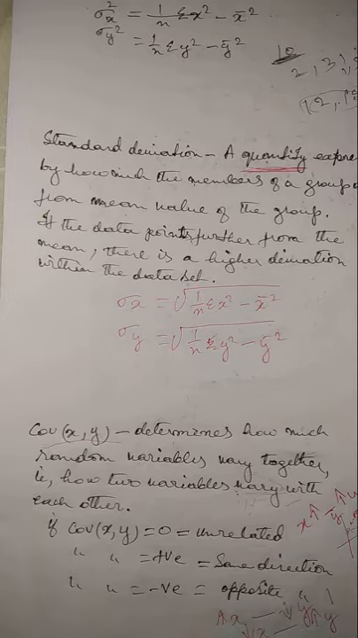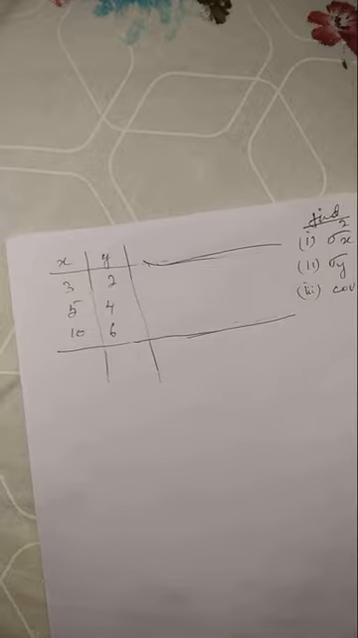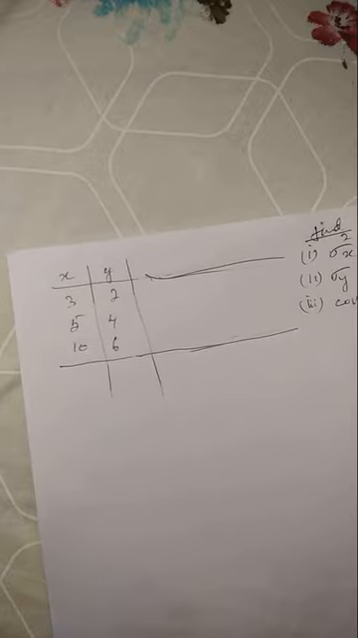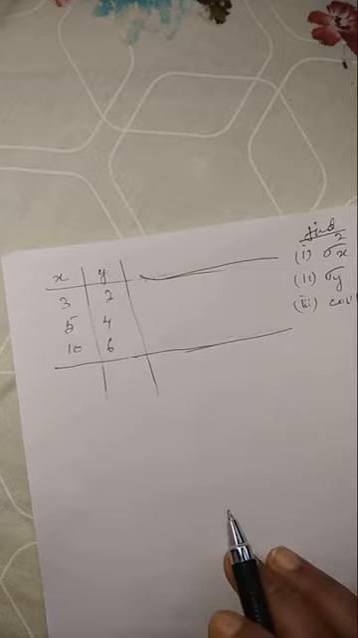So this covariance determines how much x differs from y, or how much y differs from x. Okay, so now we have seen the different terms, variance, standard deviation, and covariance, and they have their different formulas.